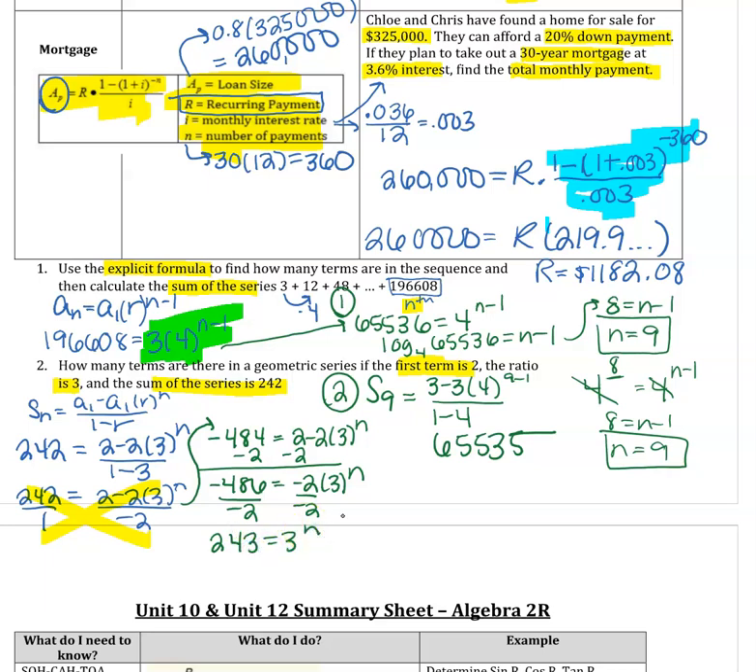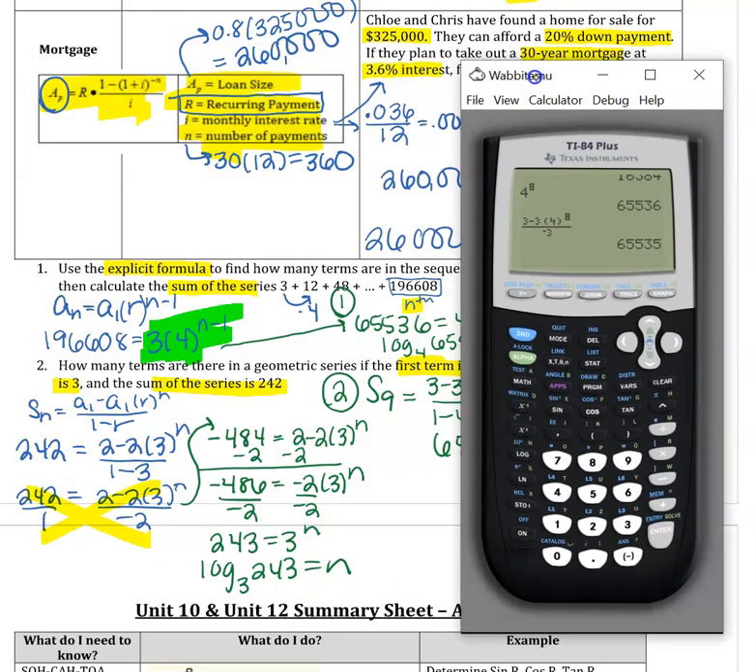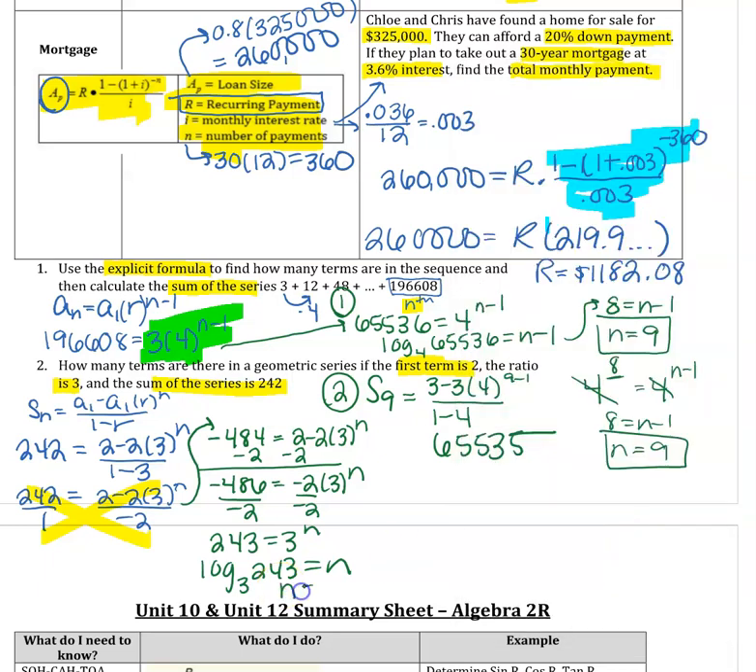Now again, just like how I did up above, I know logs, so I can do log base, answer equals power. Go to my calculator. And I get 5. So that means there are 5 terms in that sequence.